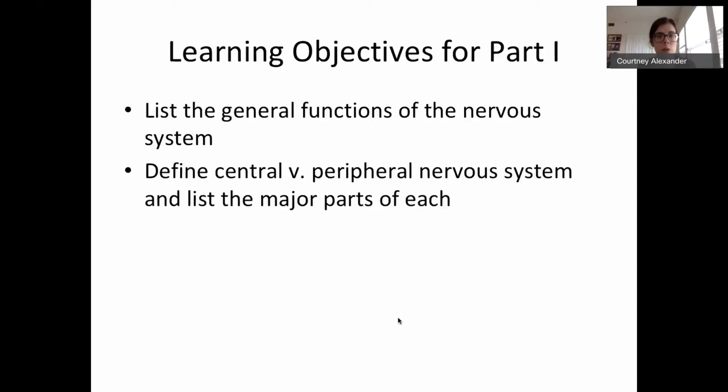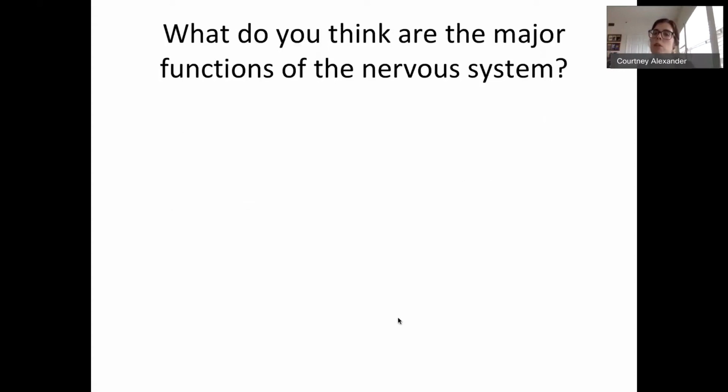So first, we're going to talk about the organization of the nervous system, and our objectives are to be able to list the general functions of the nervous system, and then to distinguish between our central and our peripheral nervous systems. So let's think for a minute, what are the major functions of our nervous system? What do they allow us to do?